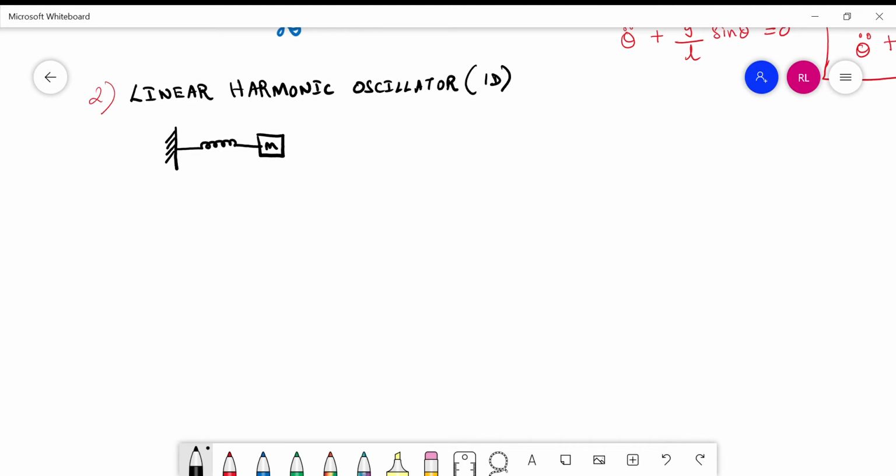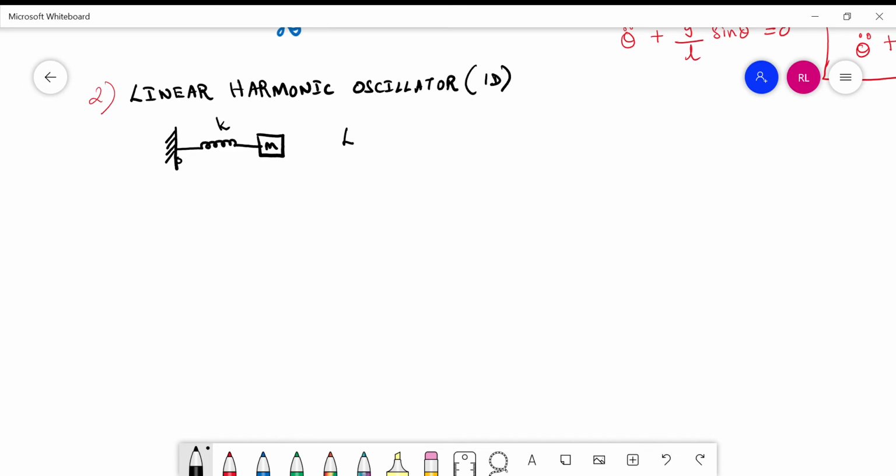Here we have a linear harmonic oscillator, and it's nothing but a spring mass system, and the spring is attached to a fixed point O, and M is a mass which is constant throughout the oscillation, and the spring has a spring constant of k. It is assumed that the spring is frictionless. Okay, so once we said that, we have to write the Lagrangian of the system.